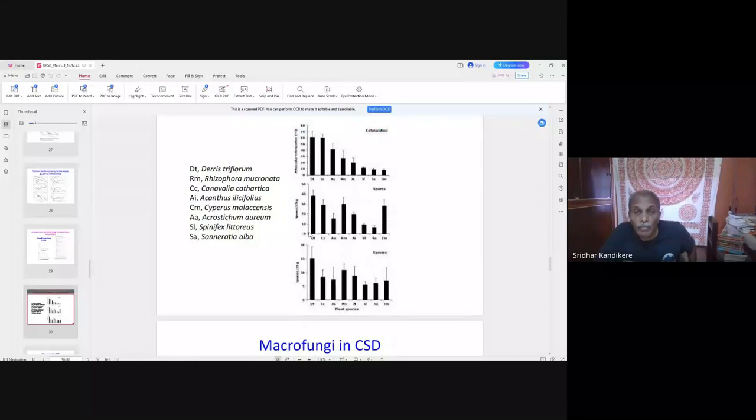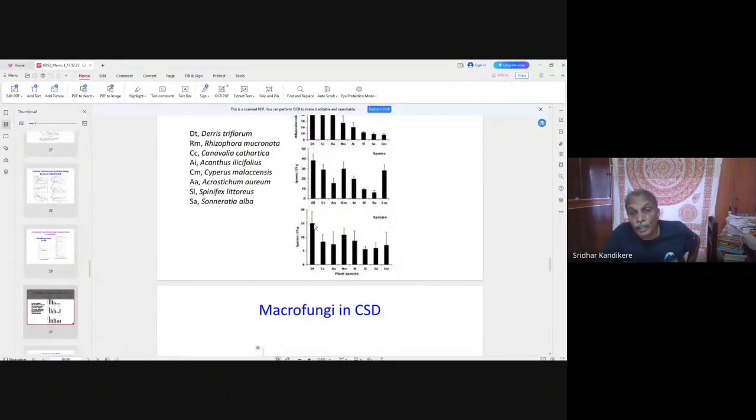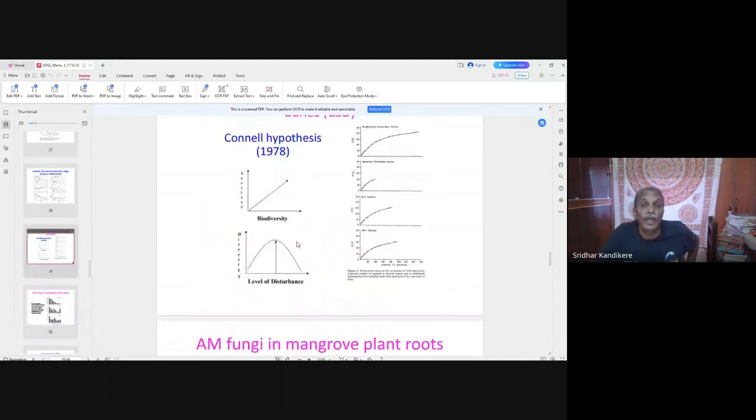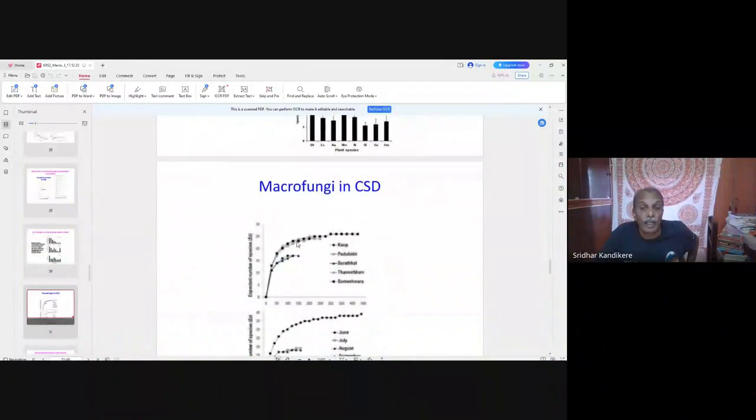And the number of spores per 25 gram dry soil or wet soil of the mangrove. This is the pattern where this is the number of spores per 25 gram, whereas here it is species per 25 gram. So these are the arbuscular mycorrhizae present on the coastal sand dunes as well as the mangroves.